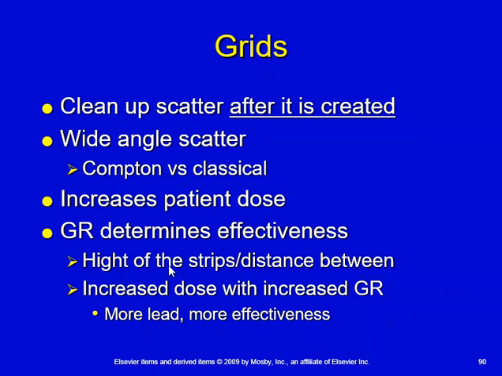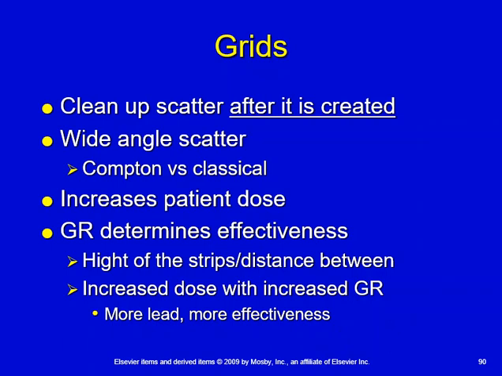Sometimes you have a tendency to want to divide the height of the strip by the thickness of the strip, and that's not your grid ratio. You're going to get it wrong. You're probably going to have some questions where you're given the height of the strip, the thickness of the strip, and the thickness of the interspace material, and if you divide the height of the strip by the thickness of the strip, you're going to get the answer wrong. So it's the height of the strip divided by the distance in between the strips, which is your interspace material.